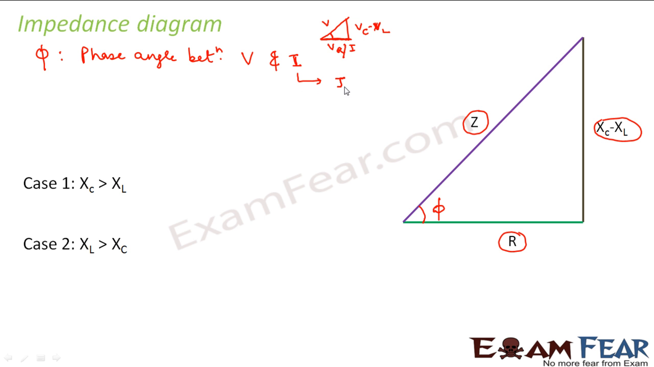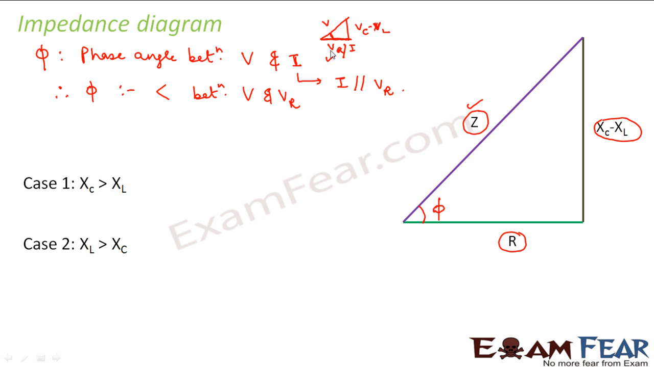Now this current I is parallel to VR. Therefore, we can say that phi is nothing but the angle between V and VR. So we considered the angle between V and VR as phi. Now considering the impedance triangle, we replaced V, the source voltage of the entire circuit, with the net impedance of the circuit.